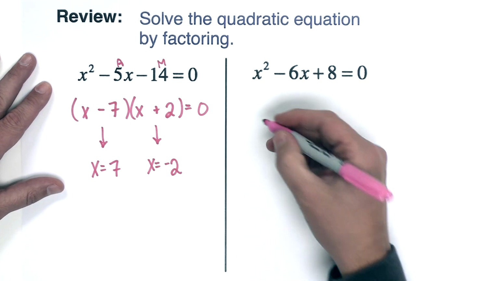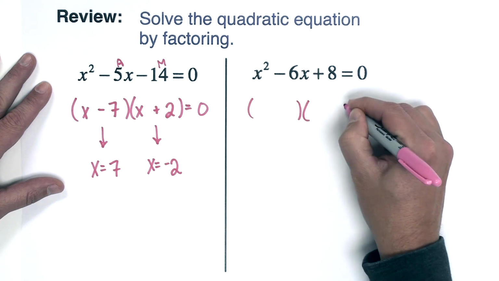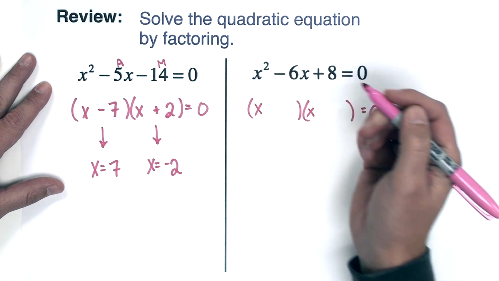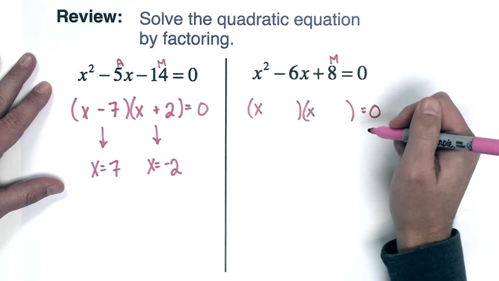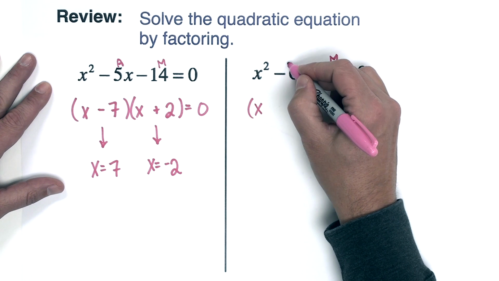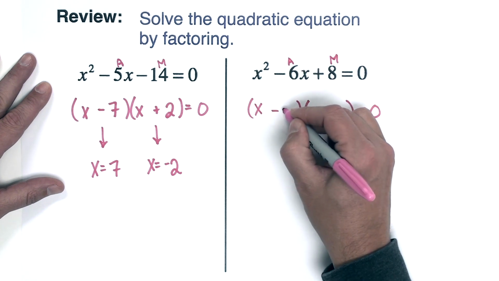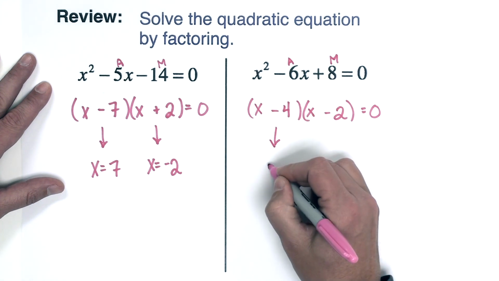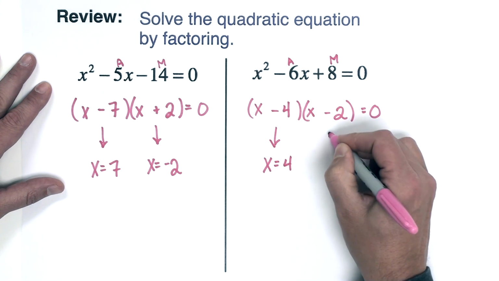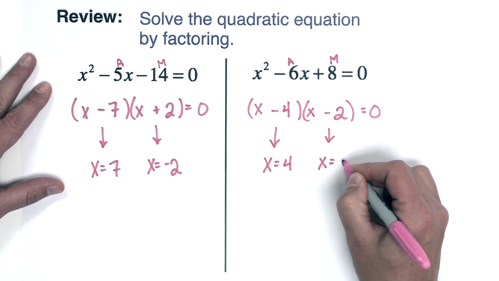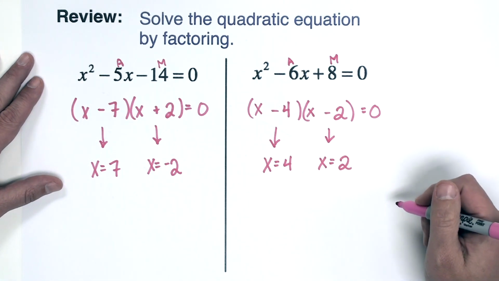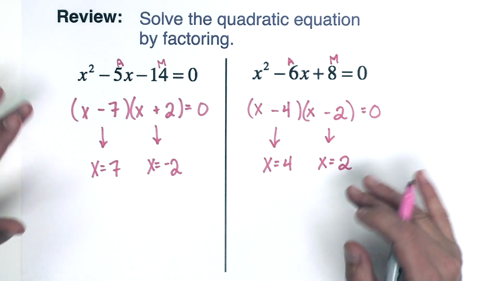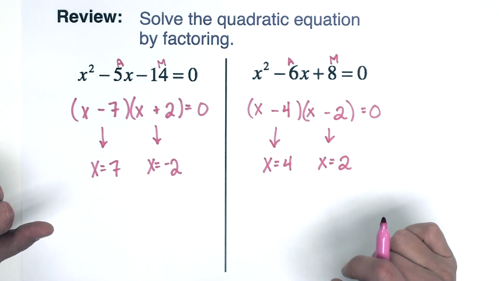Over here, same idea. Let's get our factors set up. So x and x makes x squared. We want to multiply to 8 and add to negative 6. So we're going to use negative 4 and negative 2. Gives us solutions of x equals 4 and x equals 2. Okay, so that's factoring. We've done that before in previous videos, but just wanted to review that technique.